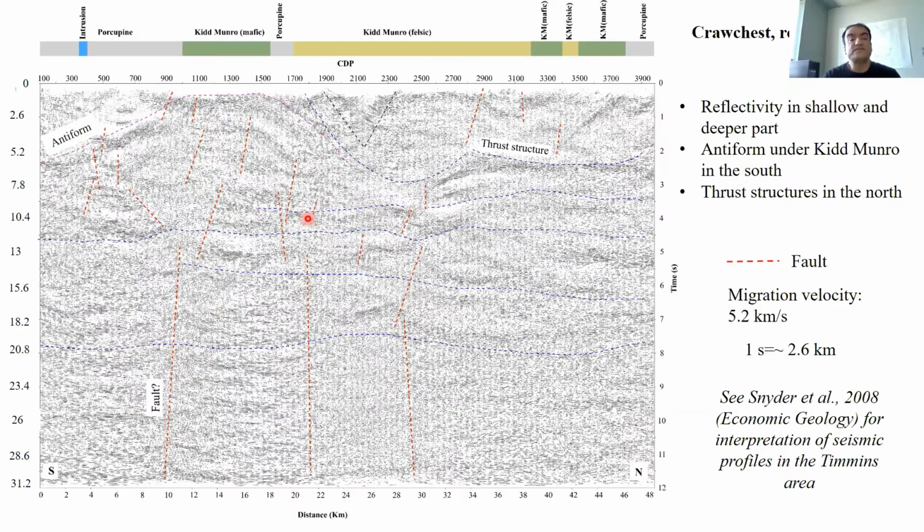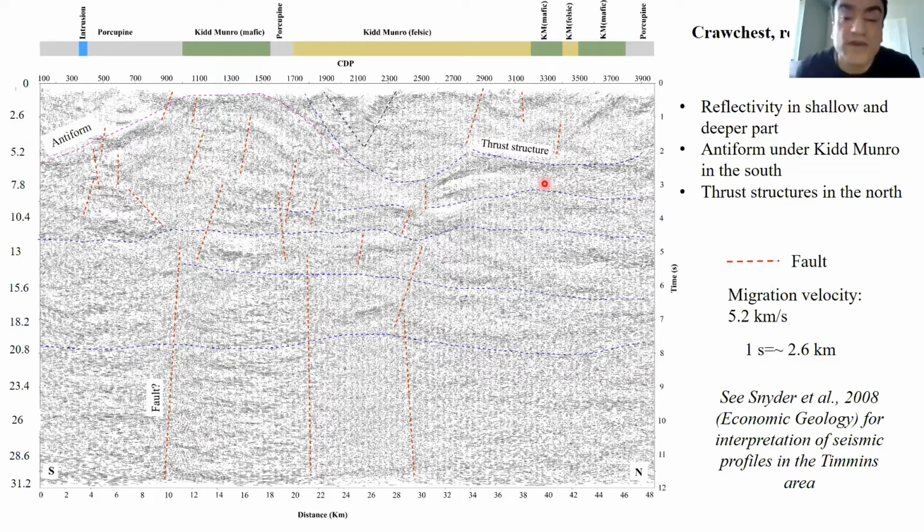area. First, this is the Kidd-Munro regional line. Standard processing is applied to this data. As we see, lots of reflections from near surface down to a depth of 12 seconds or about 30 kilometers. So in the south, we can see an antiform, a kind of regional one, about 20 kilometers. And in the north, mostly we can see thrust structures.